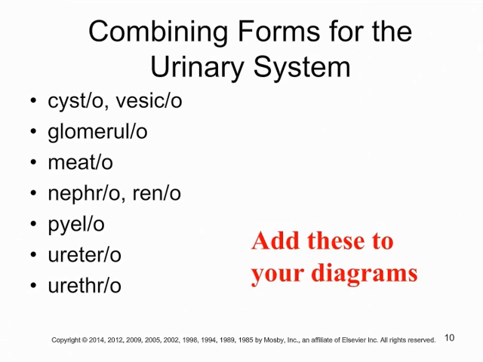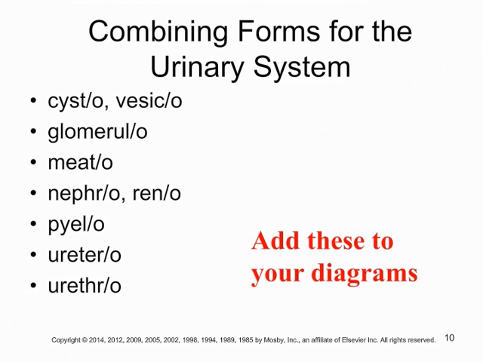Glomerulo goes to the glomerulus. We didn't specifically talk about it, but the glomerulus is the portion of the nephron, that kidney unit, whose job is to actually pull the waste products out of the blood. And there's a picture of it in your book, zoomed in on page 209 if you want to get a closer look at it. Meato goes to meatus, which in general is any opening. In this case, we're going to be talking about the urinary meatus.